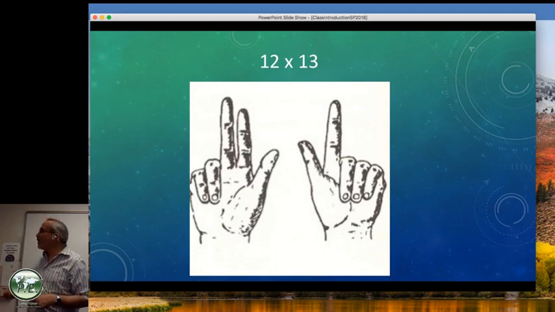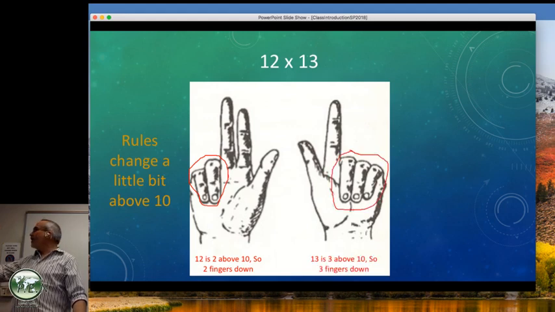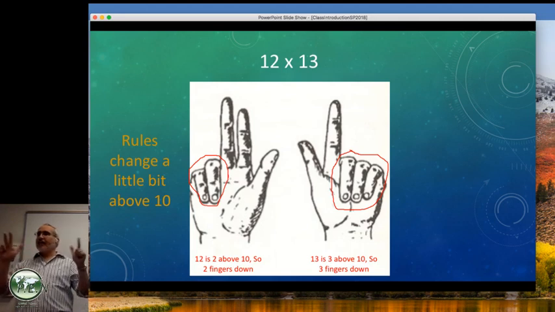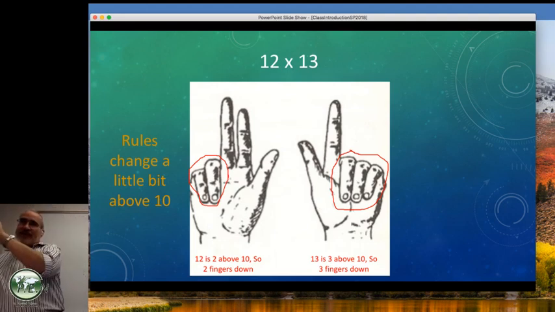So what's 12 times 13? Well, let's do this a little differently. What we do is the down fingers represent the amount above 10. So 12 is 2 above, so 2 go down. 13 is 3 above, 3 go down. And then when you multiply, you have to remember that 10 times 10 is 100. So that's where we start. So we're going to start with 100. We don't do anything with the up fingers. This is because we're above 10, the method changes.